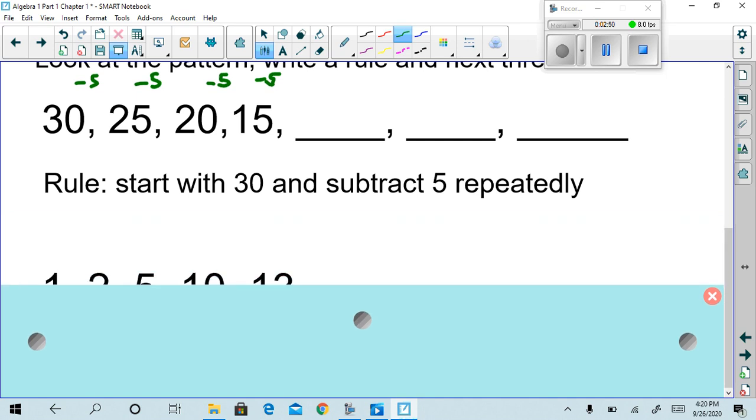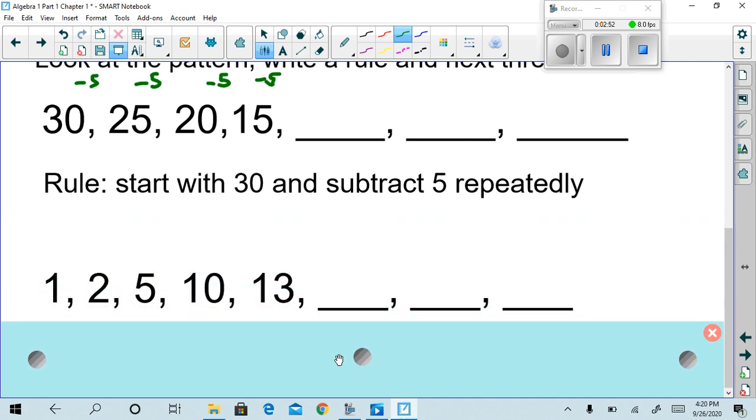Our next one might take a little bit of looking into. 1, 2, 5, 10, 13. To get from 1 to 2, I either have to add 1 or multiply by 2. To get from 2 to 5, I have to add 3. To get from 5 to 10, I'm either adding 5 or multiplying by 2. To get from 10 to 13, looks like I'm adding 3 again. So this part is pretty easy. I'm going to add 3 here and add 3 here.